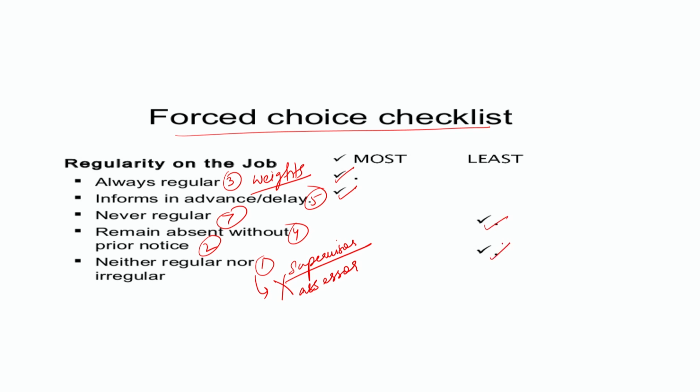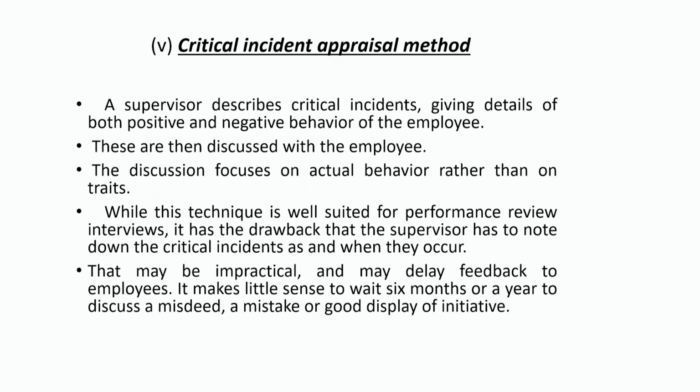Like in this scenario, the assessor has assessed the assessee that always regular, most likely very regular; informs in advance, most likely he does that; remains absent without prior notice, it's highly unlikely; and neither regular nor irregular, it is also highly unlikely. So this means this particular employee for which this forced choice checklist has been made is quite a sincere employee. Fifth method is the critical incident appraisal method.